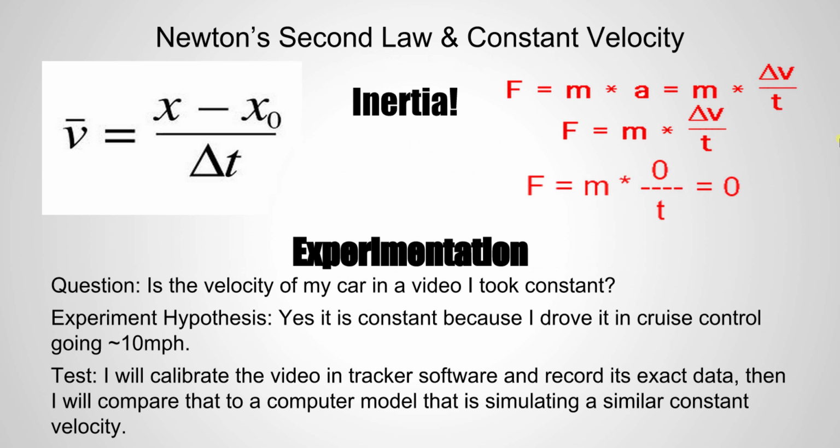First, let's start by defining constant velocity. Velocity is a vector quantity, meaning that it has two parts. In velocity's case, these are speed and direction. Velocity is defined as the change in position over the change in time, and so it can be found by subtracting the initial position from the final position and dividing by the time that passed during the object's movement.